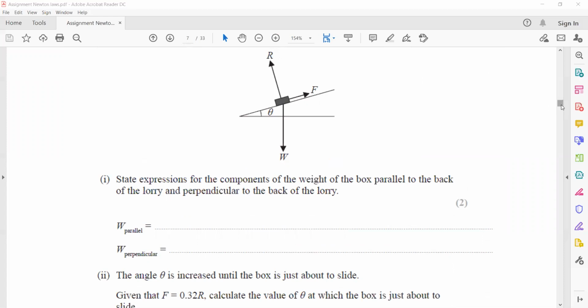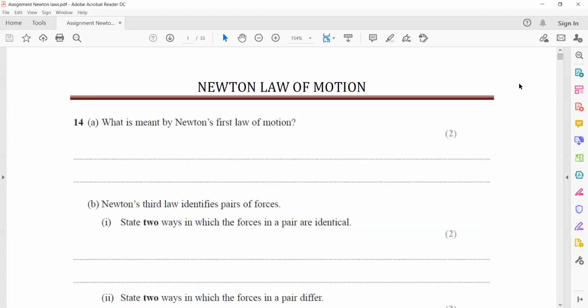Okay, so this is today's class: Newton's laws of motion and the acceleration due to gravity without air resistance. There is also motion with air resistance, which you already took in O levels, about terminal velocity.